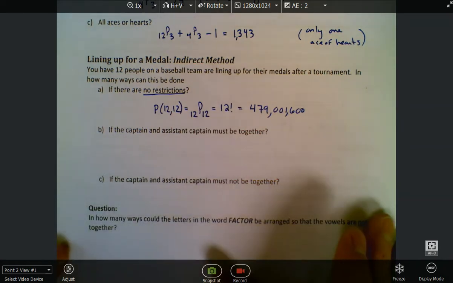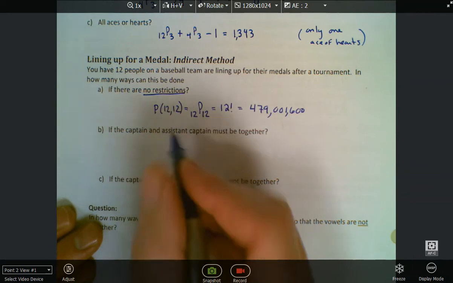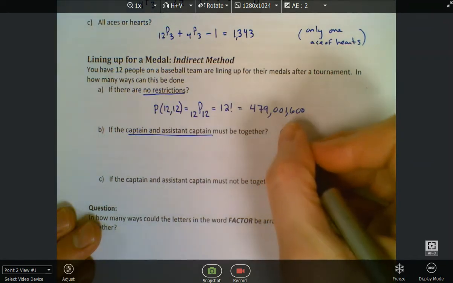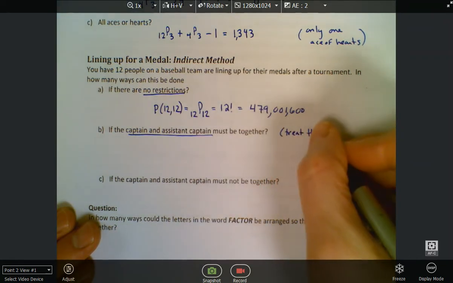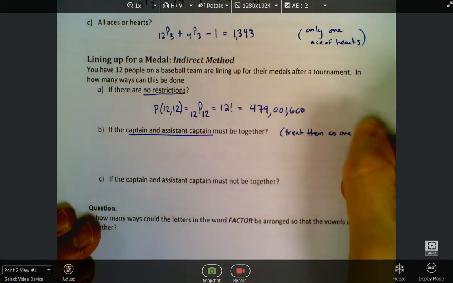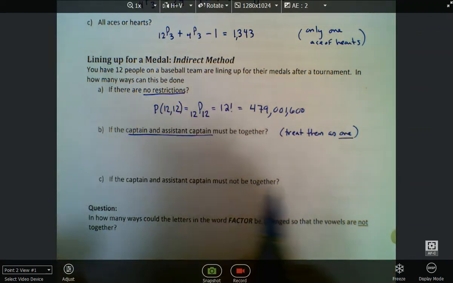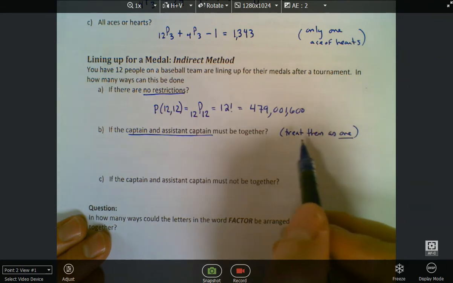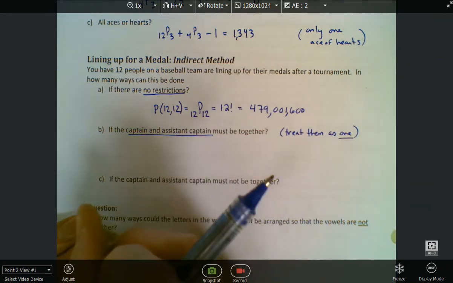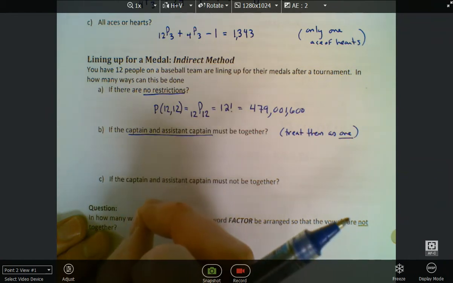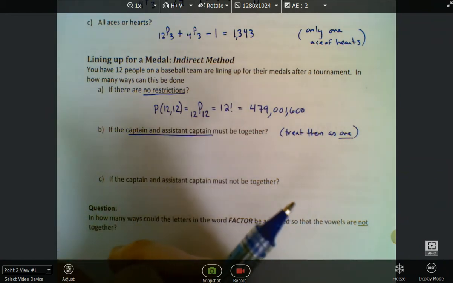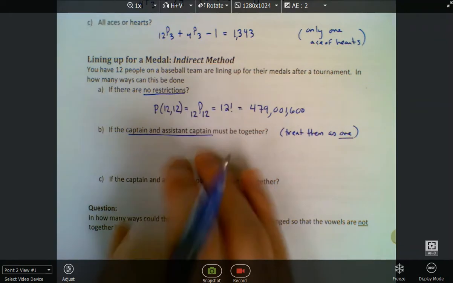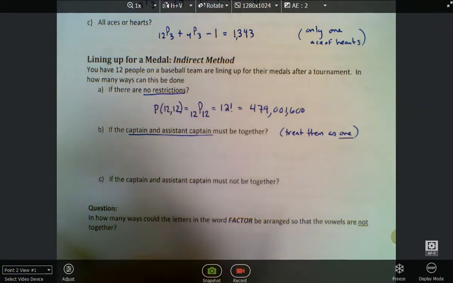Alright. What about if the captain and the assistant captain must be together? So one of the strategies here is to treat them as one. You've already been using this strategy in the other practice problems that you've been working on, but again, this is just to reiterate that this is a really good technique. So imagine we clump them together, so the captain and the assistant captain are right beside each other. If they're one group now, and there were 12 people, we know that there's 10 people left to arrange. So that's 10 people plus their little group brings us back to 11.